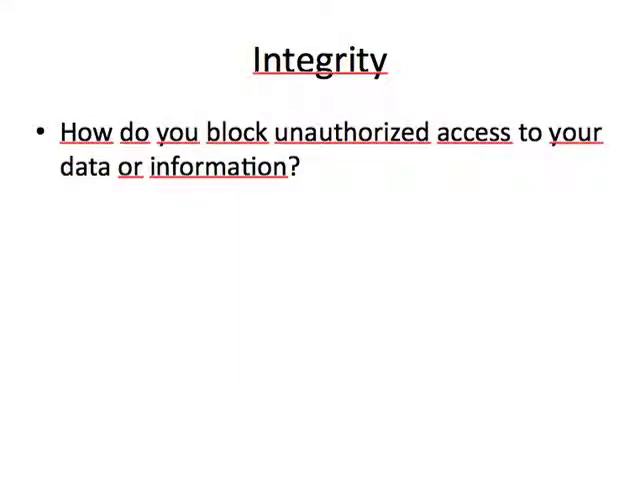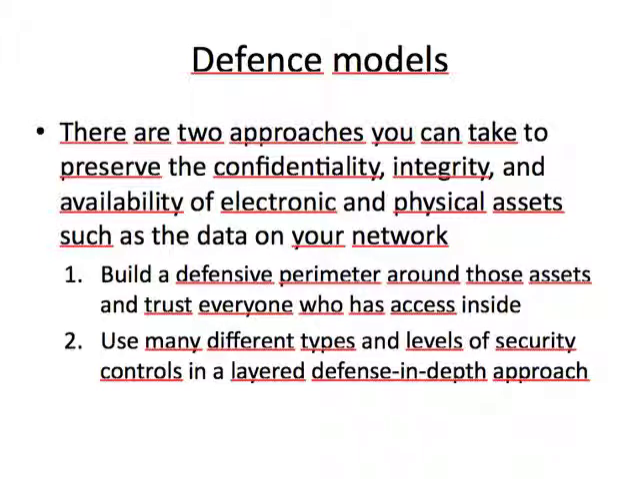And then the question is, how do you do this? How do you block unauthorized people from accessing our data or information? Basically there are two approaches that we can take to preserve the CIA of data, whether electronic or physical. The first one is to build something called a defensive perimeter around our data or information, and basically trust everyone who can get access inside.